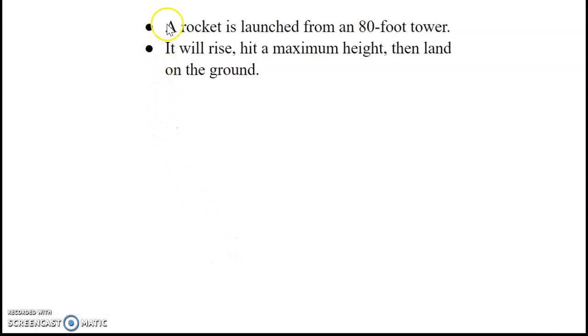We're going to shift gear a little bit and tackle some application problems involving quadratic functions. A rocket is launched from an 80-foot tower. It will rise, hit the maximum height, then land on the ground. Can you picture it in your head? See if you can come up with a diagram that represents this situation.